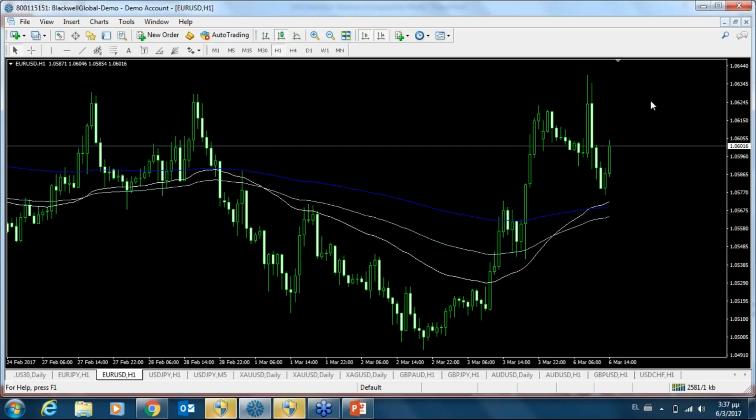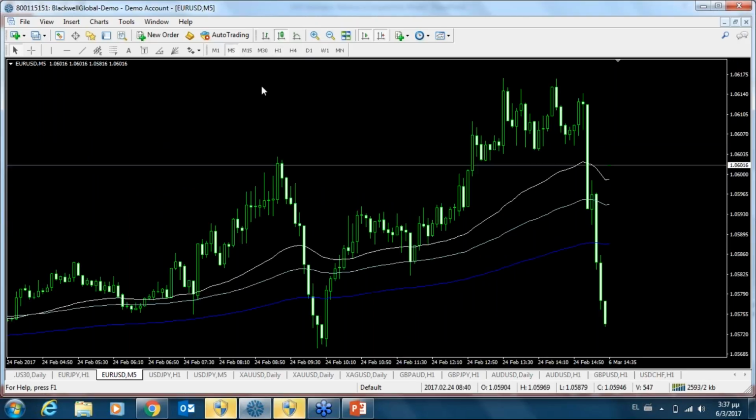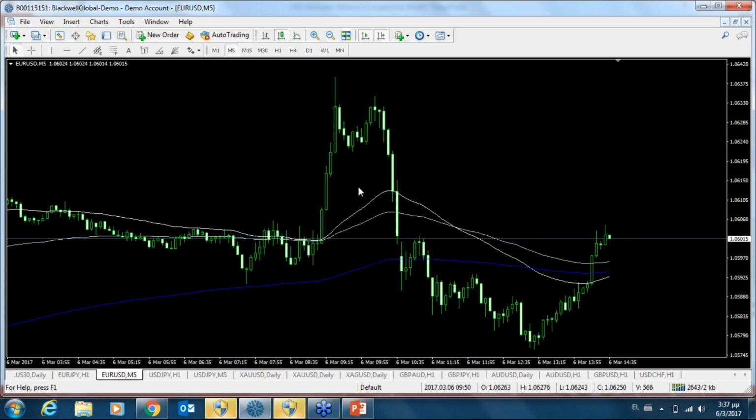On the 1-hour, I see it above all 3 lines. Now, that gives me uncertainty, because all 3 time frames are not giving me that match in terms of trend. So what I do next is ignore the 1-hour, 4-hour, and daily, and move into smaller or shorter time frames, and see whether I can find a pattern, a match between the 3 time frames.